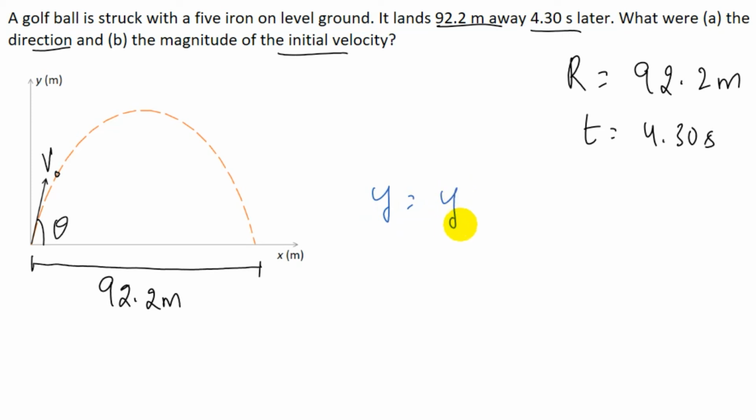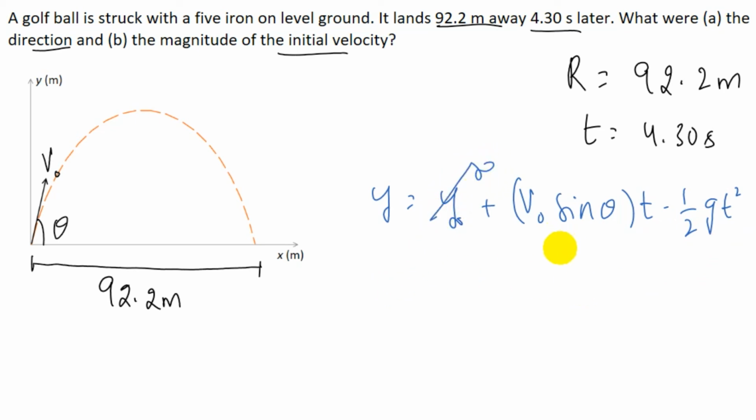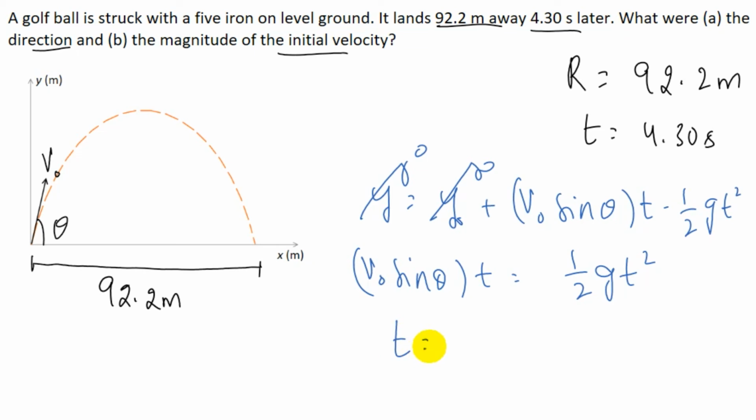y equals y0 plus v0 sine theta times t minus 1 over 2 g t squared. I have taken ay to be minus g. y0 is 0, and the final position is also 0, so this is also 0. From here we can write that v0 sine theta times t is equal to 1 over 2 g t squared, and the expression for time of flight comes out to be 2 v0 sine theta over g.